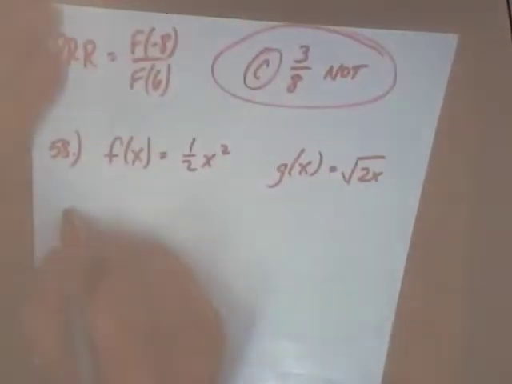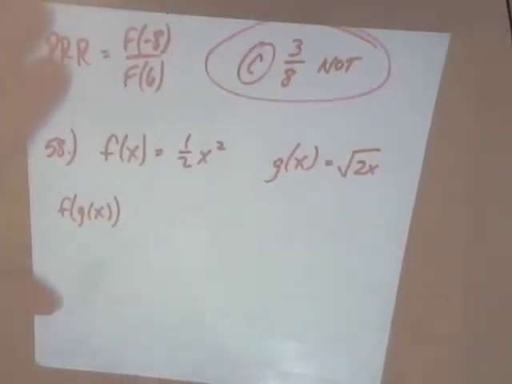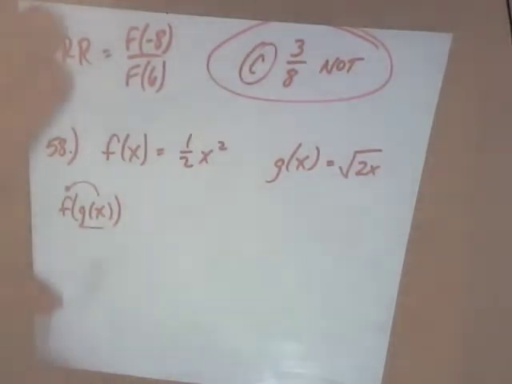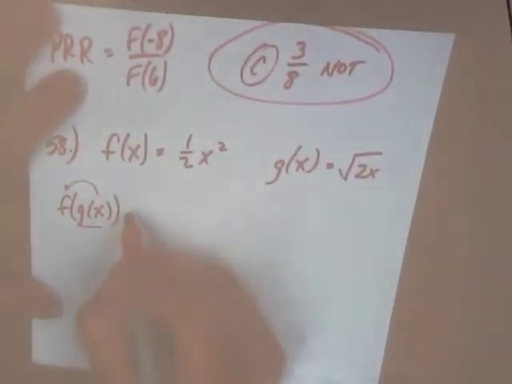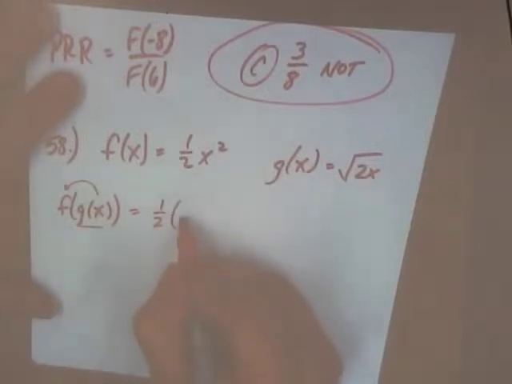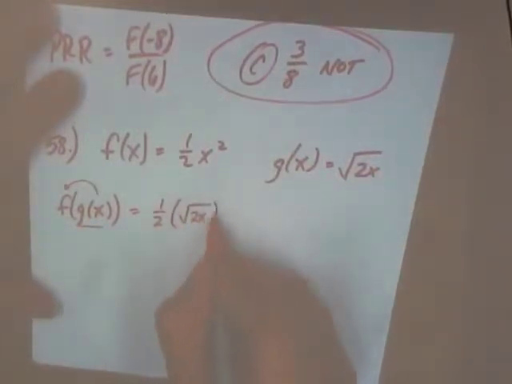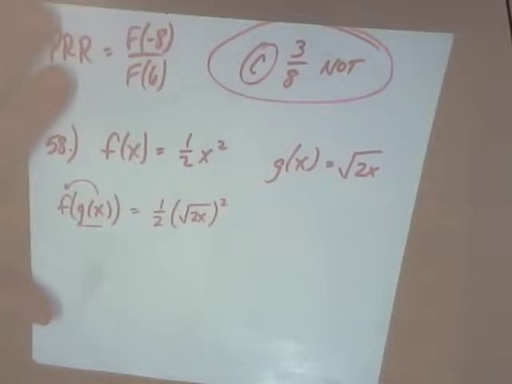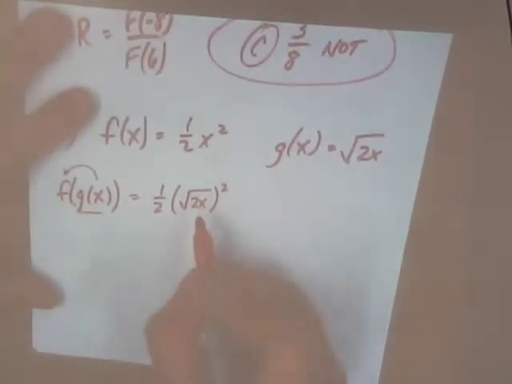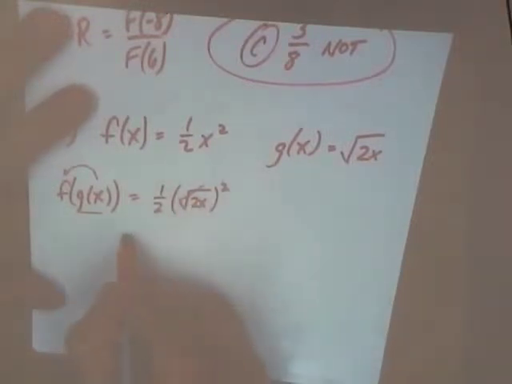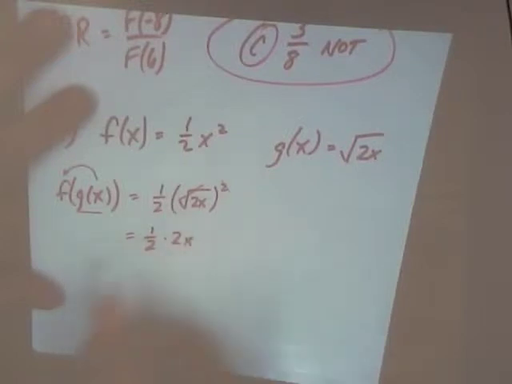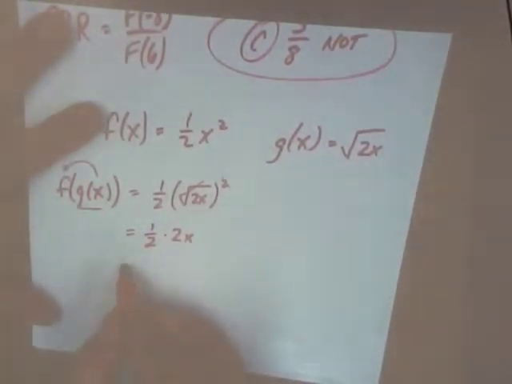Okay, so what we're gonna do is find f of g of x first. So I'm gonna take the g function and plug it into f. So that's gonna be 1/2 times the square root of 2x squared. Now we'll simplify it. When you take the square root and square something, what happens? Those cancel, so we'll end up with 1/2 times 2x. 1/2 times 2 is 1, so I just end up with x. That one works. Now we gotta do it the other way.